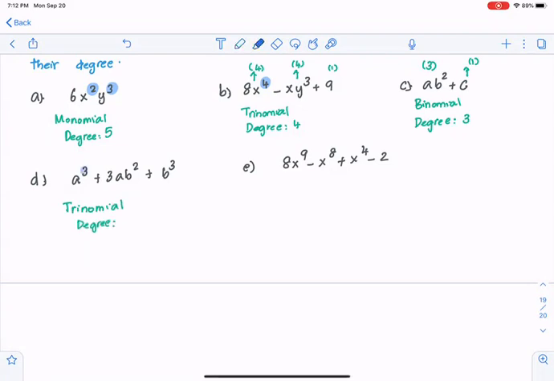The degree for the first term is 3, or the power. Last term, 3. The middle term, A has a power of 1, B has a power of 2. You add them together, the degree would be 3. So since they're all the same, the highest would be 3 as well.